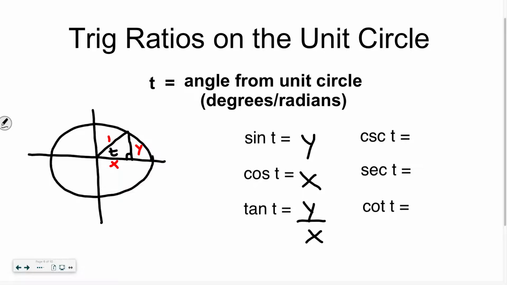Now, this should sound vaguely familiar because you did, and we're going to do it next week, trig functions of any angle, where you did y over r, x over r, y over x. But here, r is always 1, so our sine and cosine simplify to just y and x. You could do the reciprocals real easy: 1 over y, 1 over x, and x over y.